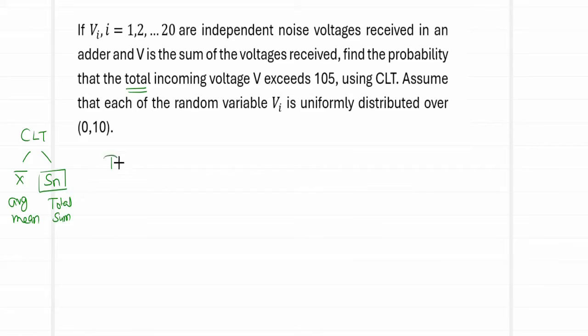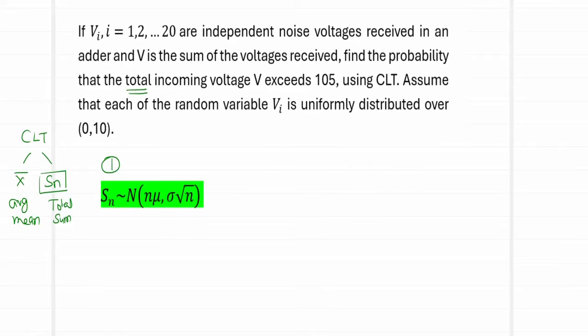So what is our step number 1? To write the formula for Sn. So quickly recollect the formula required for Sn. What's the formula for Sn? We know that Sn follows normal distribution with mean n mu and standard deviation sigma into square root of n.